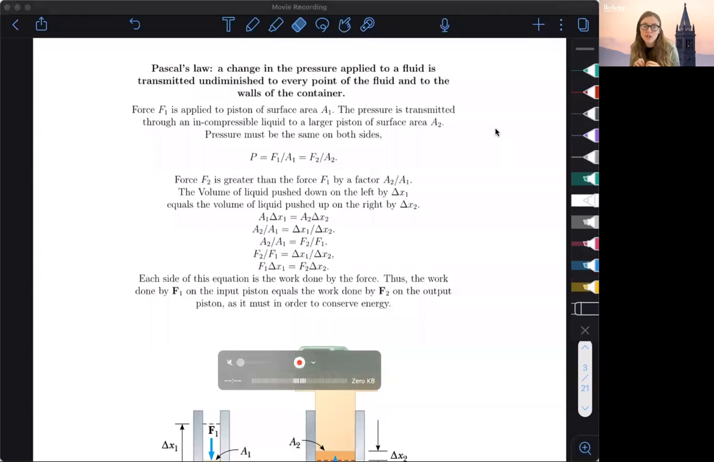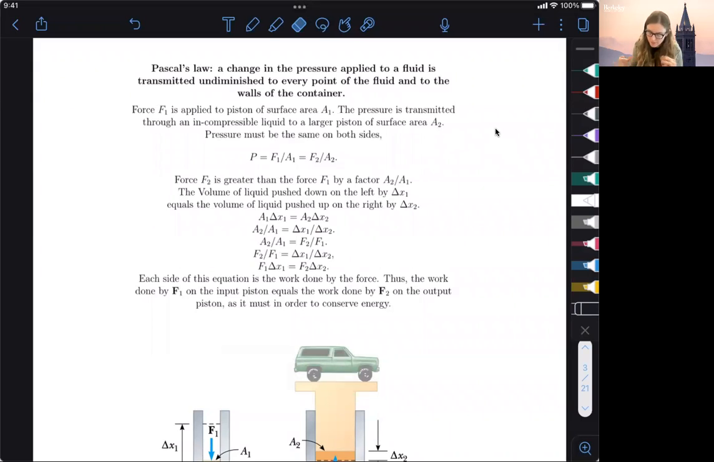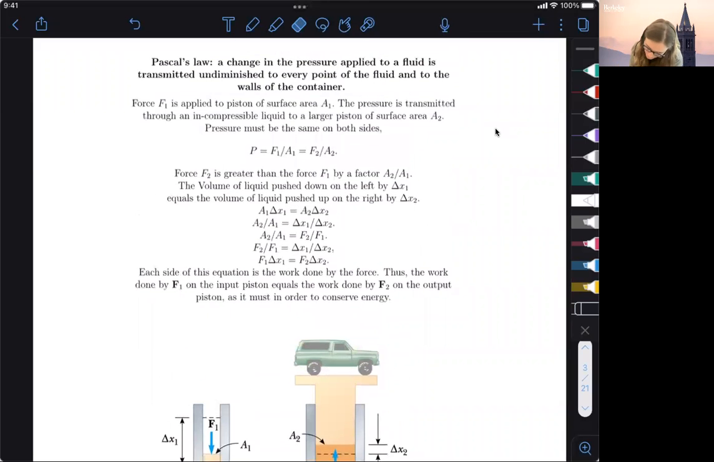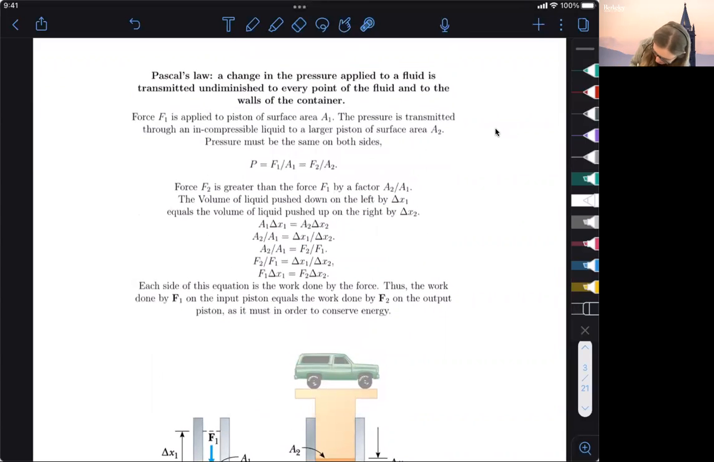Okay, so we looked at pressure just on one object. But what if we have something with a connected volume and we're exerting pressure on one side? What happens? Well, that's when we start to use Pascal's law.